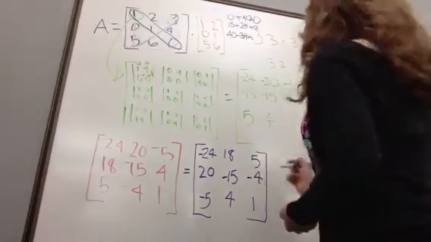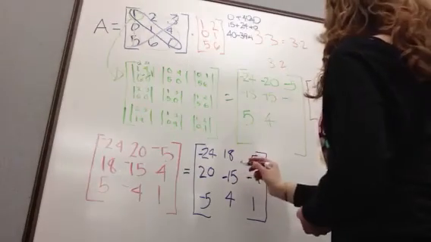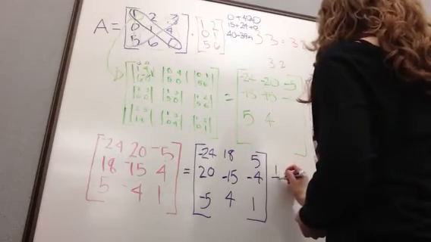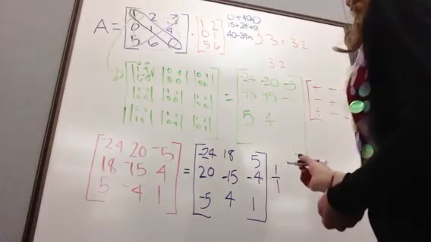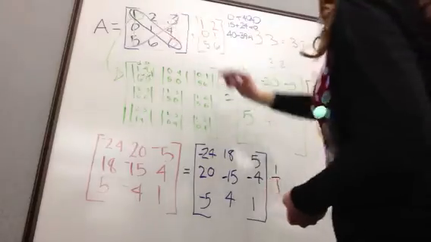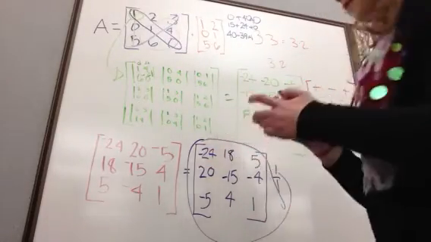So to get our inverse, we're going to do 1 over the determinant, and our determinant is 1. So we're going to do this matrix here times 1 over 1. And 1 over 1 is equal to 1. So the inverse of our original matrix A is equal to this matrix here.